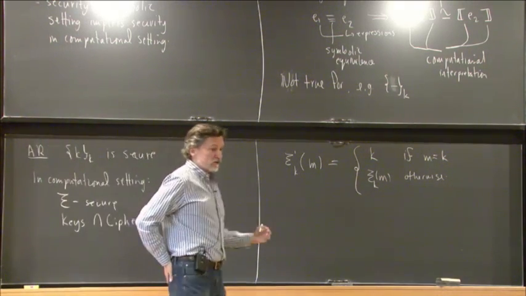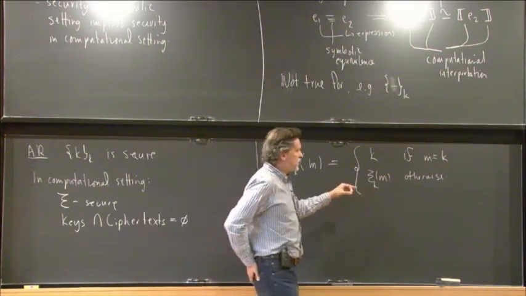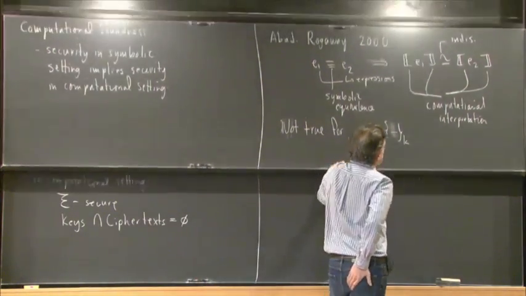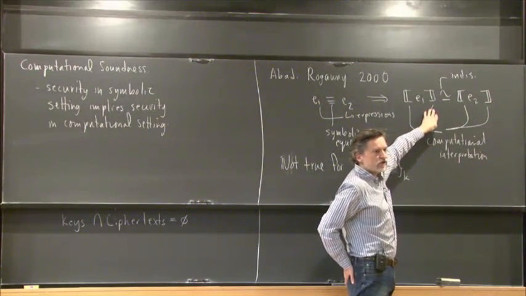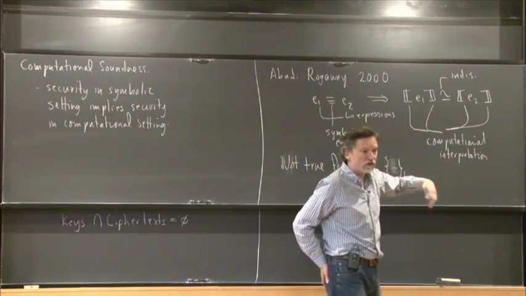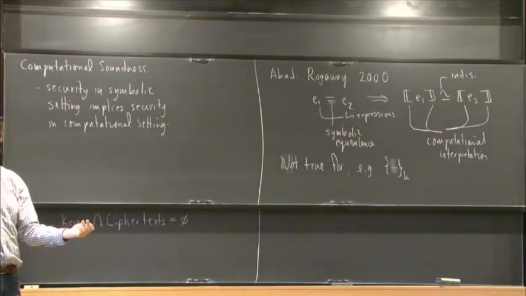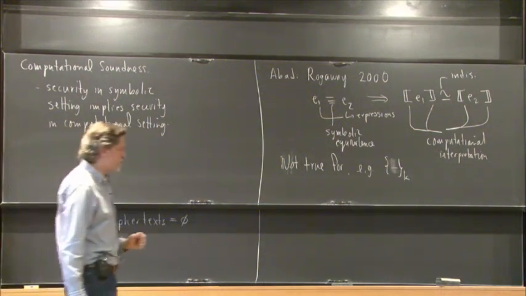I'm assuming that the keys are generic. So when we look at the interpretation of an expression, the first thing we do is for any key symbol appearing in the expression, we just assign a randomly independent random string.